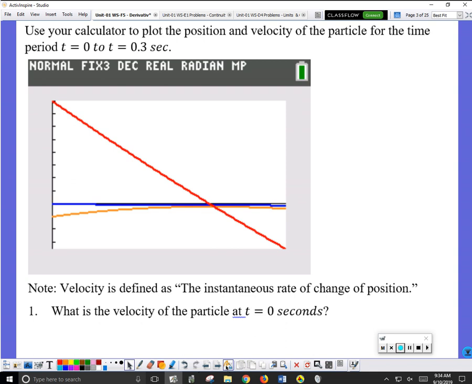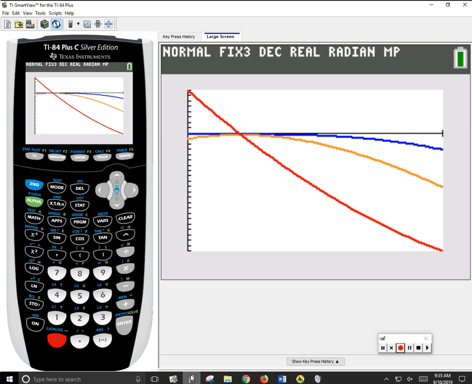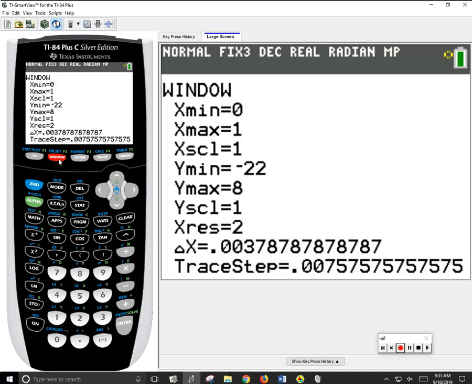Okay, look up. I can't remember if I said this last time or not, but it doesn't matter. You must memorize: velocity is the instantaneous rate of change of position. You don't have to memorize the words, you have to memorize the idea. The idea is, if you're looking at a velocity graph, back here on the calculator, if I hit trace, the window 0.3 here.